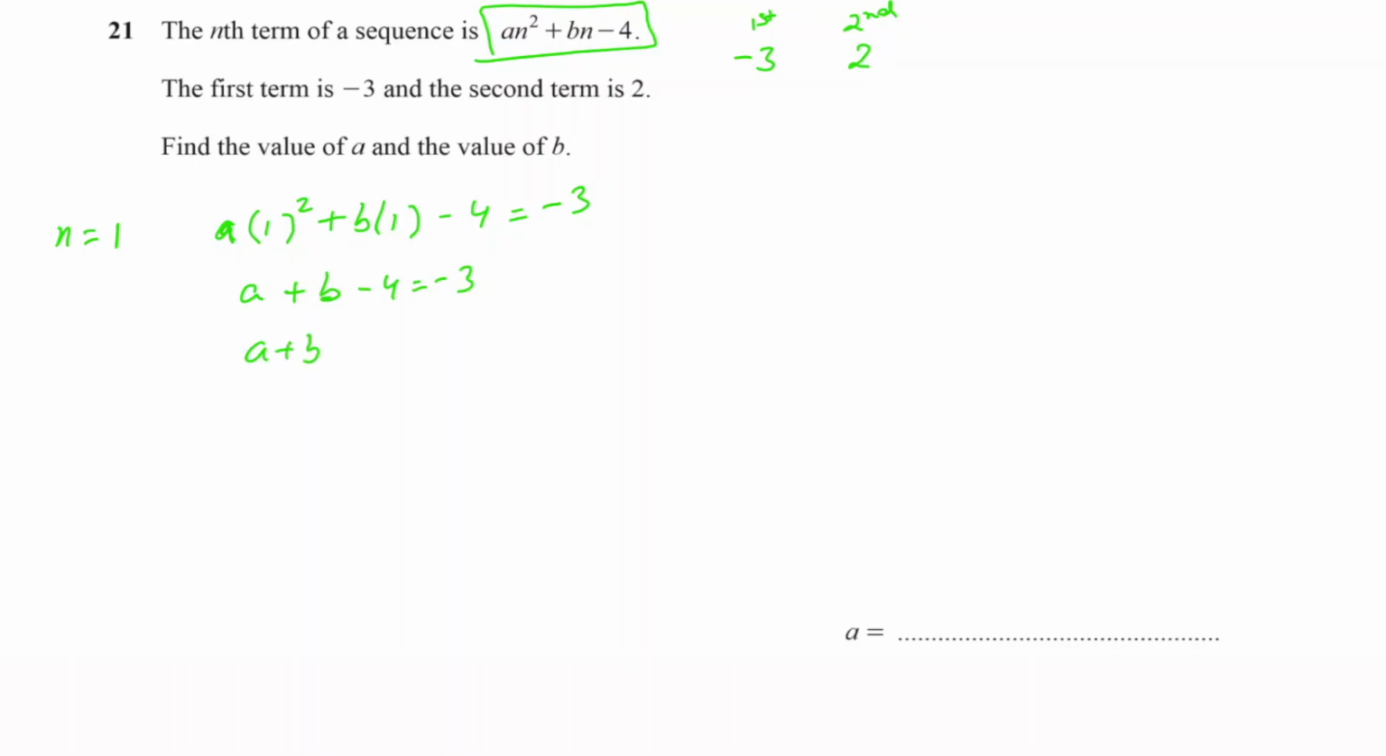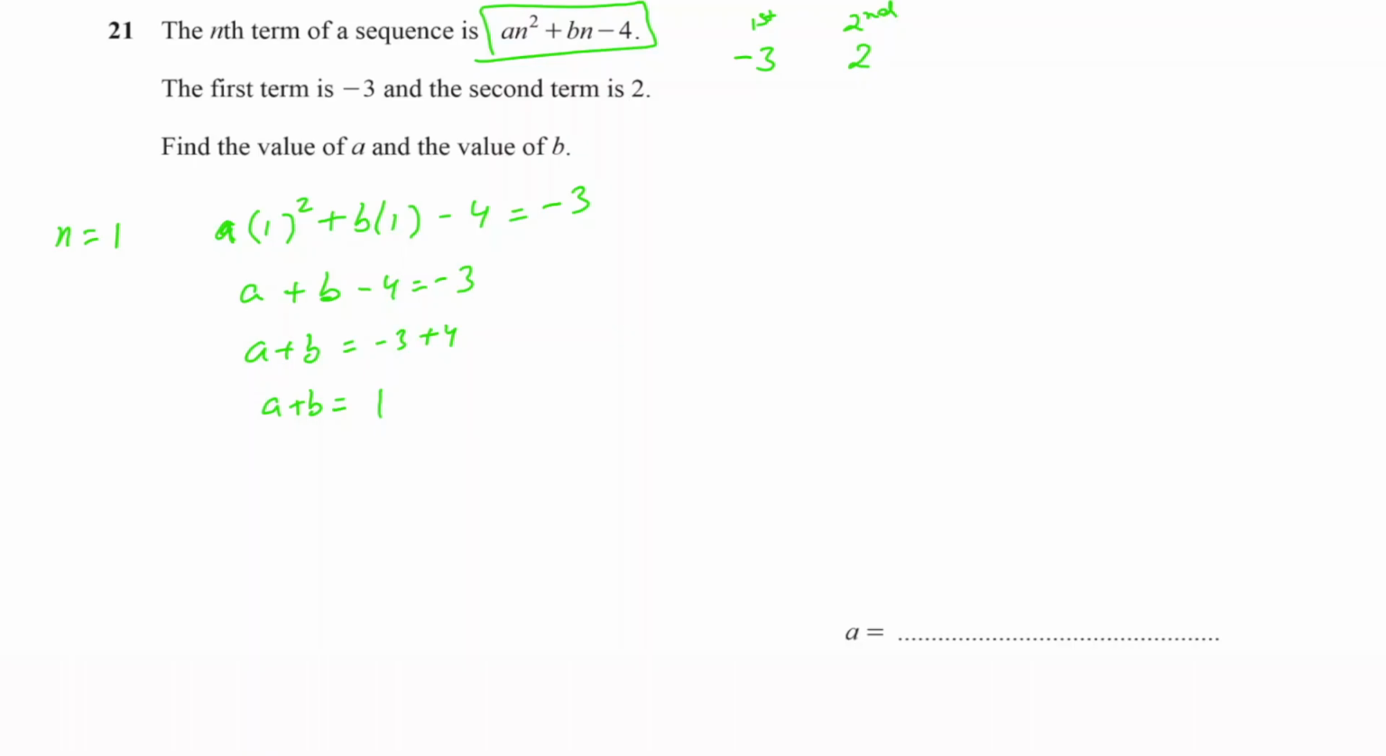So a plus b equals minus 4 plus minus 3 plus 4. Okay, so a plus b equals 1. So minus 3 plus 4 is 1. You can use a calculator if you want. So this is the first equation.